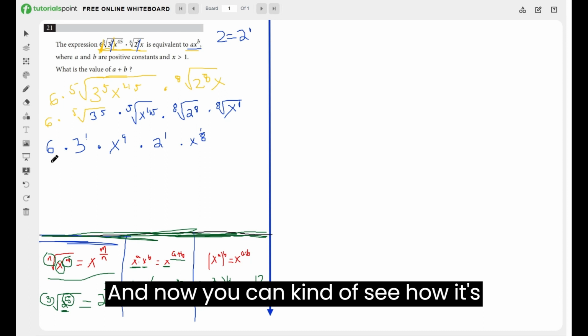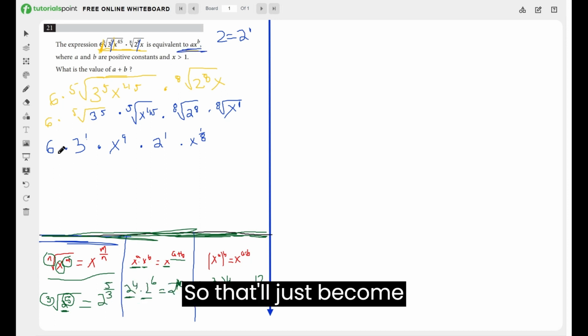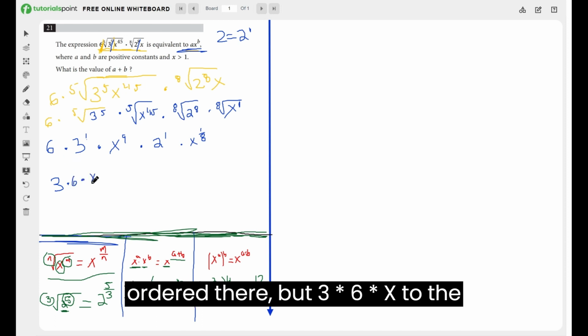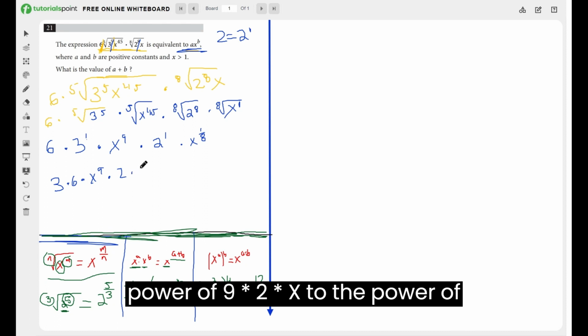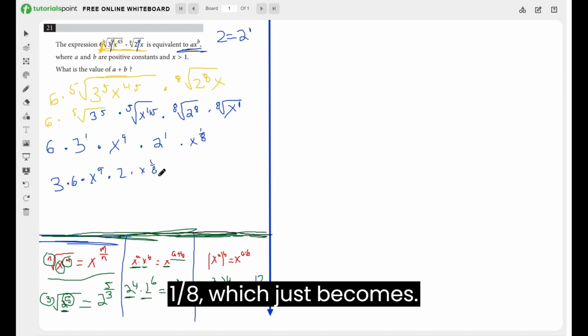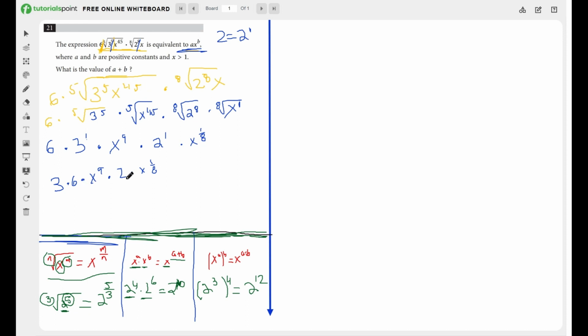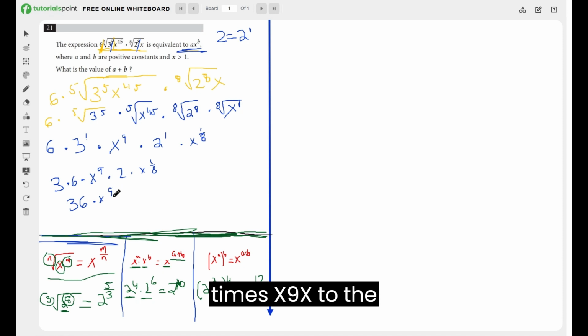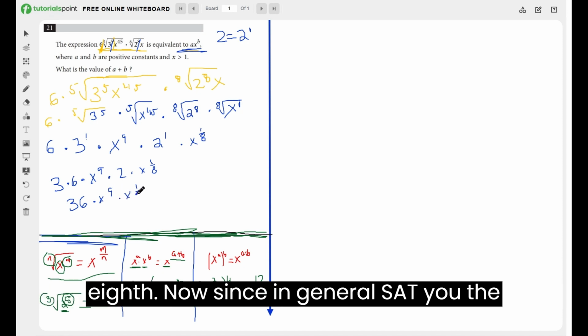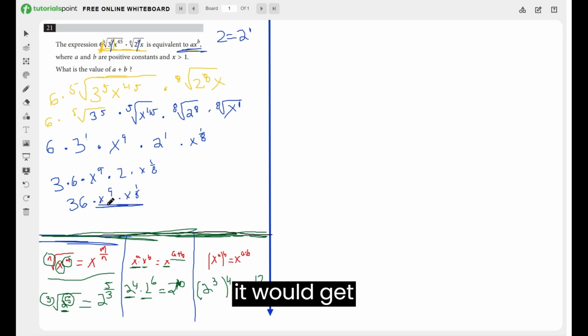And now you can see how it's getting closer to this form. So that just becomes 3 times 6 times x to the power of 9 times 2 times x to the power of 1/8, which becomes 36 times x to the power of 9 times x to the power of 1/8. And using the second rule, we can simplify these two. The second rule says if you have the same base, which we do, they're both x, then you add the two exponents together. So basically adding 9 and 1/8.